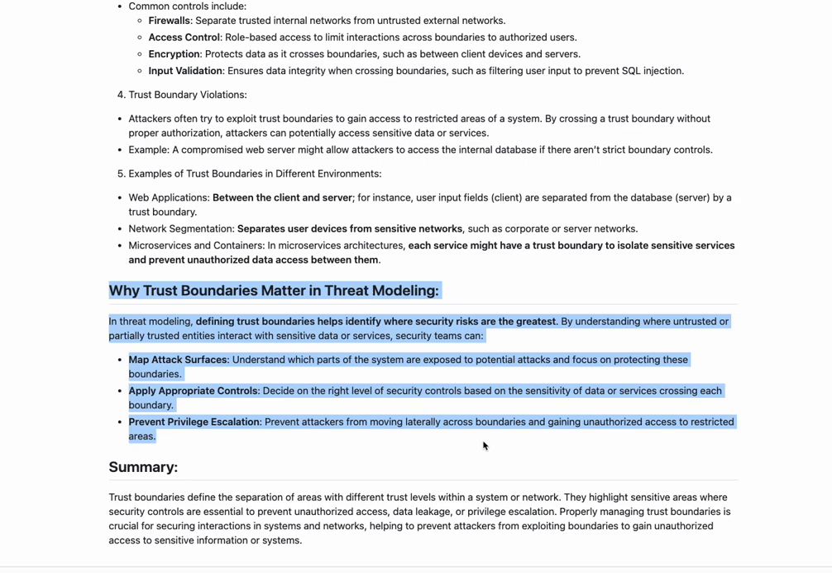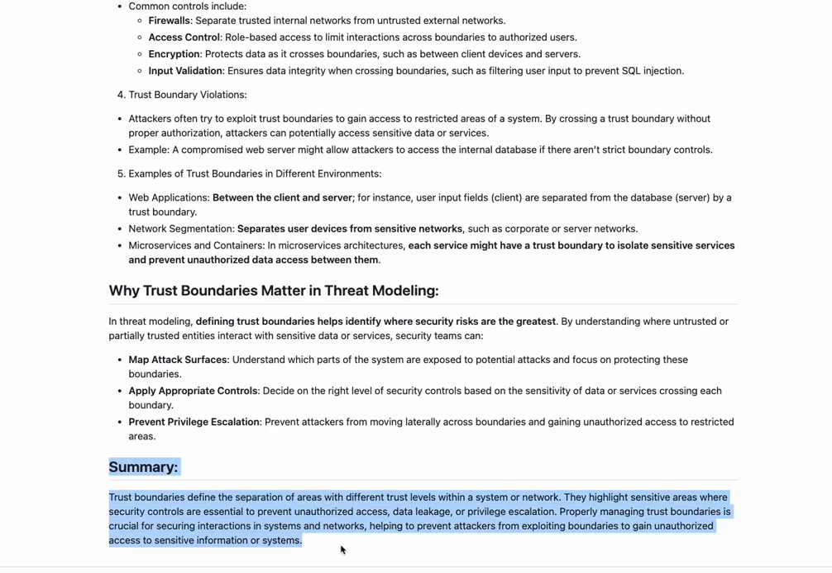Apply appropriate controls. Decide on the right level of security controls based on the sensitivity of data or services crossing each boundary. Prevent privilege escalation. Prevent attackers from moving laterally across boundaries and gaining unauthorized access to restricted areas.